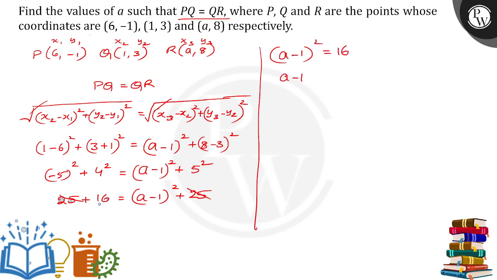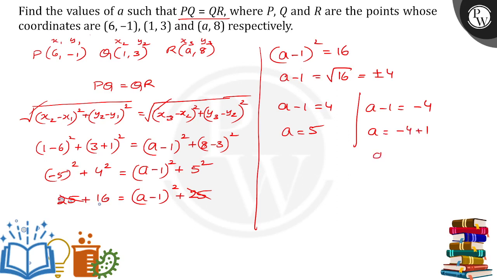So a minus 1 is equal to how much? Square root of 16, which is nothing but plus or minus 4, right? So if a minus 1 is equal to 4, then a is equal to 5. The same way, if a minus 1 is equal to minus 4, then a is equal to minus 4 plus 1, that is a is equal to minus 3. So therefore the values of a are 5 and minus 3.